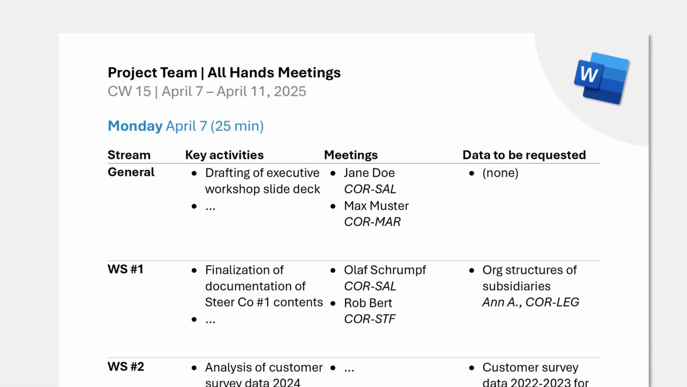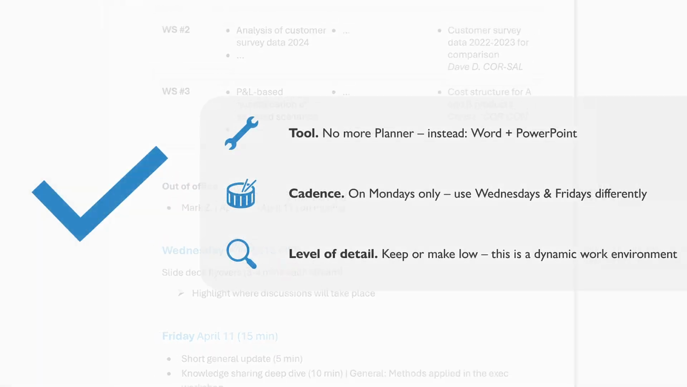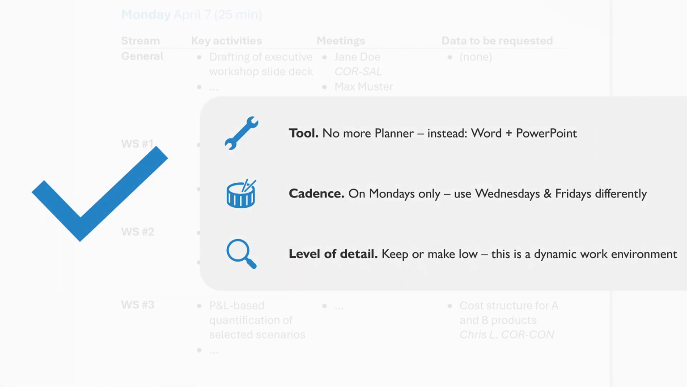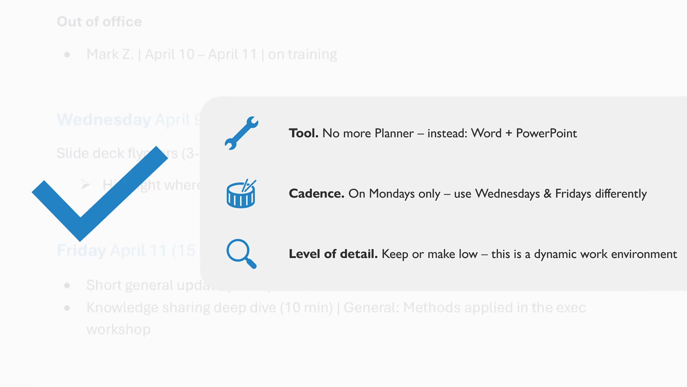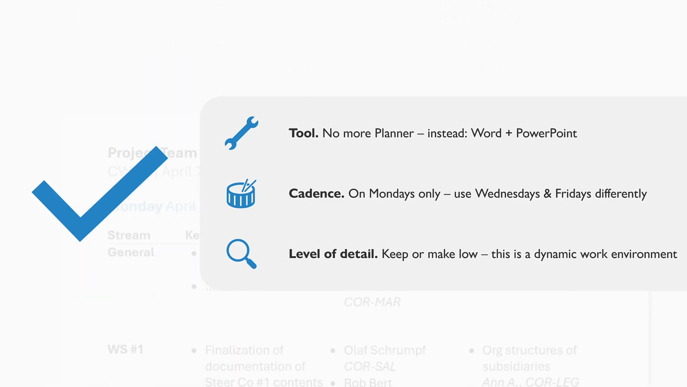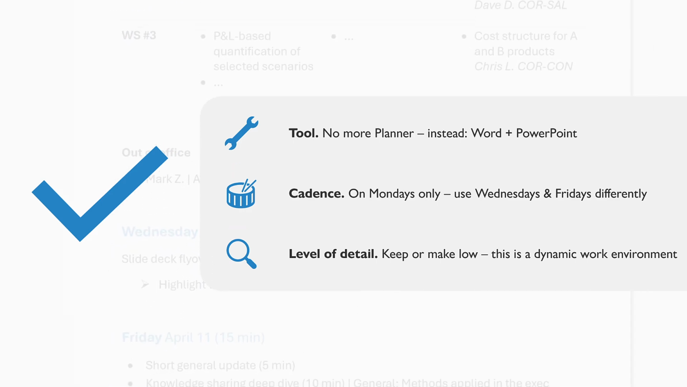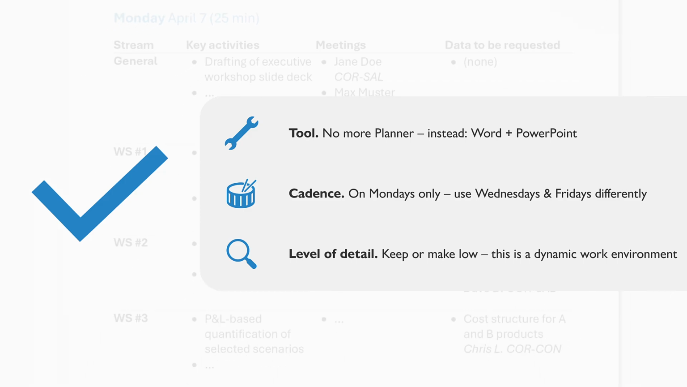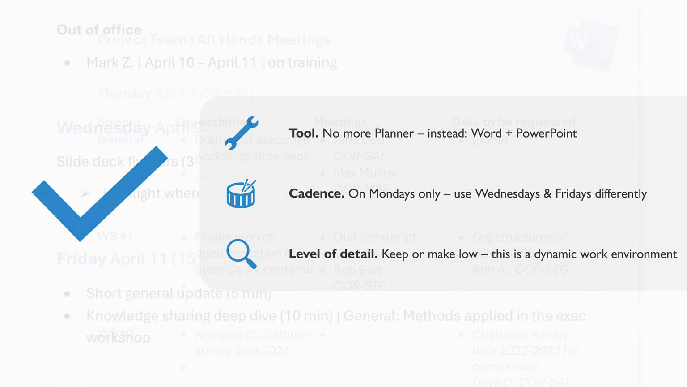So here's a better proven way to do it. For the tool, just do not go with Planner, instead go with Word and PowerPoint, so I'll just show you in a second how to do this. For the cadence, let's do this on Mondays only and use Wednesdays and Fridays differently. And for the level of detail, just either make it low or keep it low, because this is a dynamic environment and we can check out PowerPoint decks individually if need be.